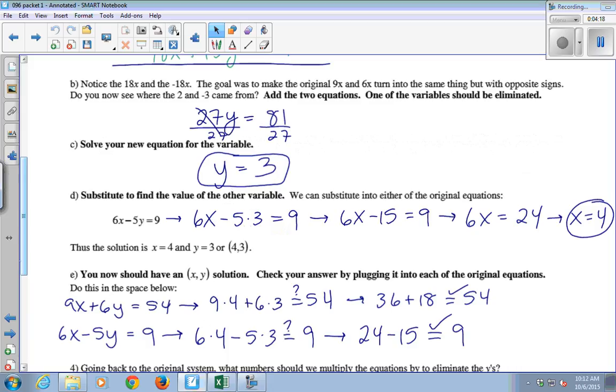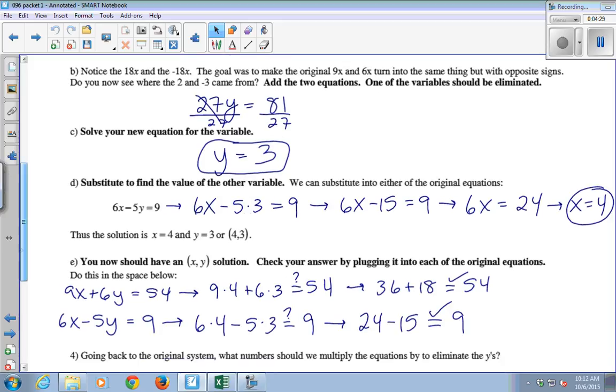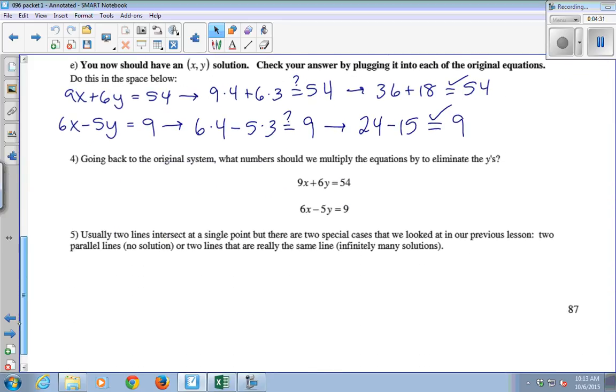And then once you have x, again, pick any equation that has x's and y's in it, put in the value for y or x, whichever one you just solved for, and solve for the other one. And again, you should check.